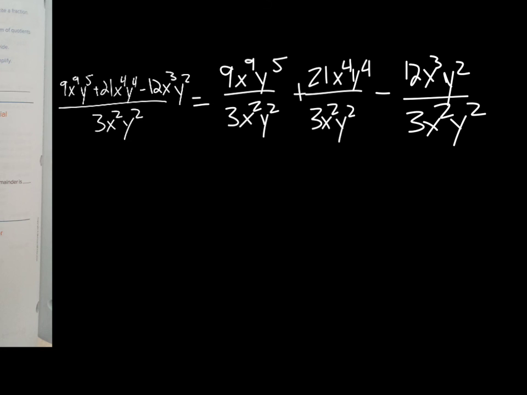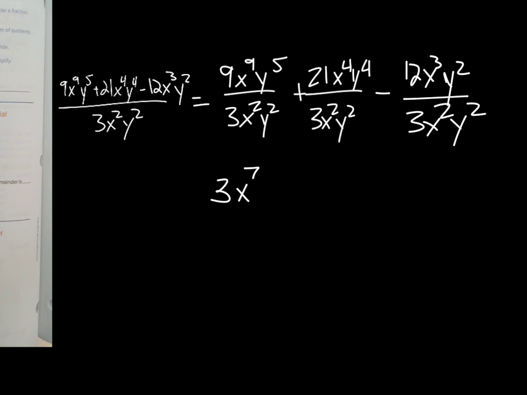Okay, so now we're just doing individual problems, right? This is basically exponent rules. So this first one, 9 divided by 3 is just 3. X to the 9th divided by x to the 2nd, we're subtracting 9 and 2 to get x to the 7th.